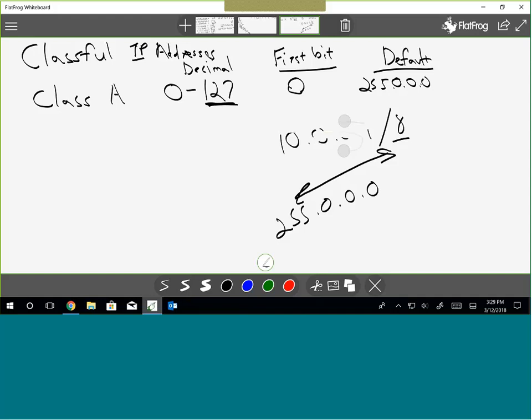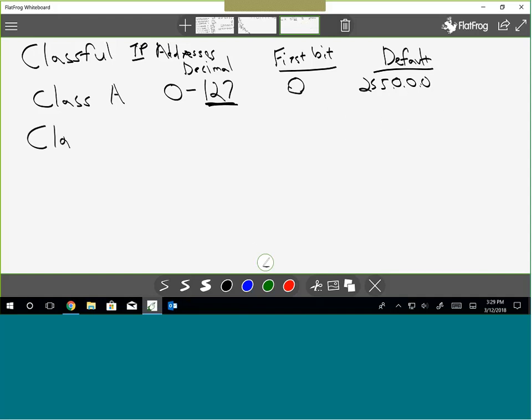Then we had class B. They went from 128 to 191. The first bit positions are 1, 0, and you'll see why: there's no way you can have 192 if you have 1, 1, 0, 0. You can't have 191 because you've got the first two bits turned on. So everything that is class B starts with 10, with a default mask of 255.255.0.0. So we're going to put out here /8 and /16. Those are the default masks for those two.